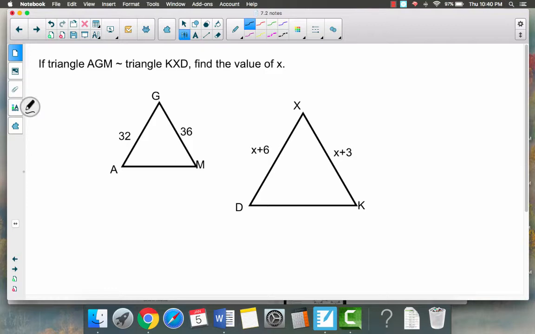This is the same type of problem. All right, they give you a similarity statement. The only difference in this one is that you have equations for your side lengths instead of just numbers like we did in the last example. So same process, just a few extra steps.